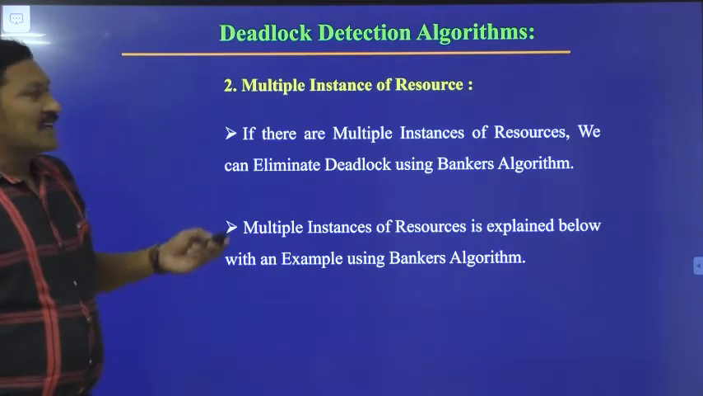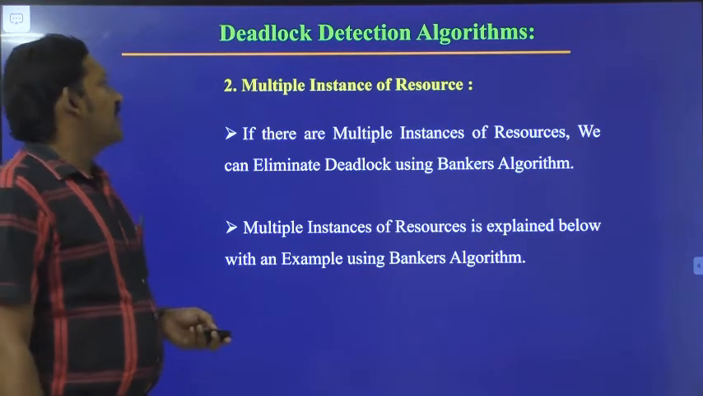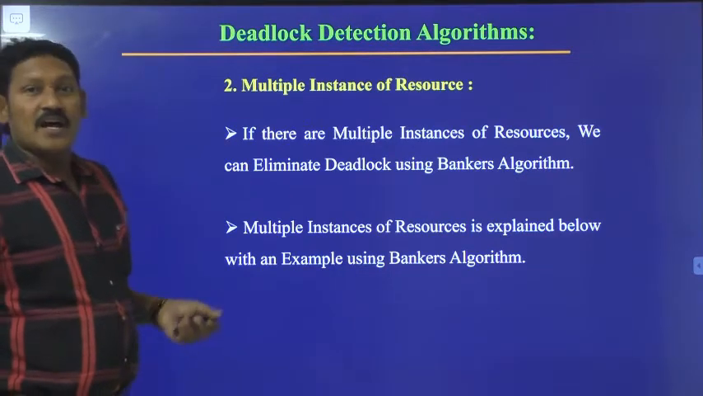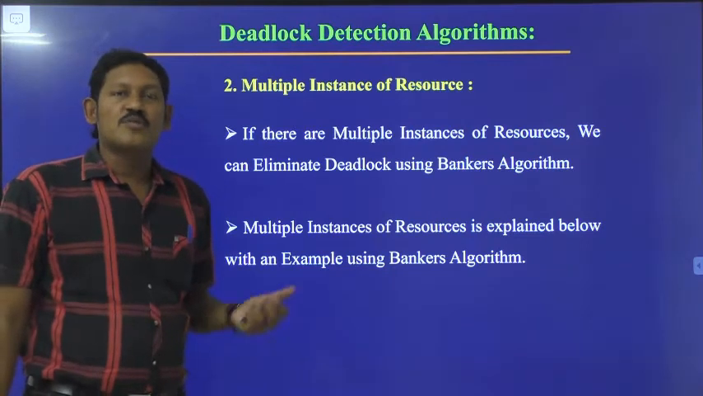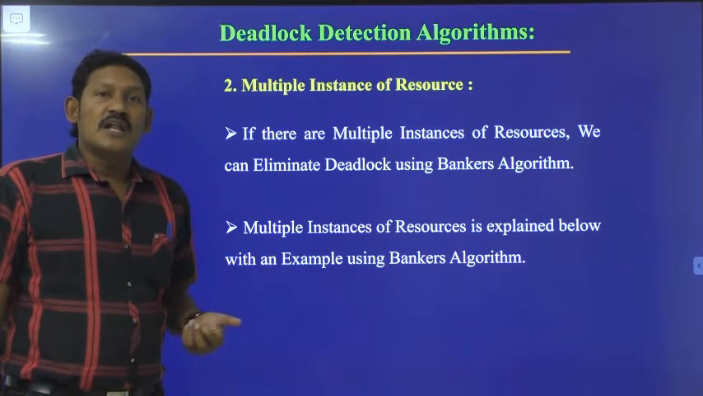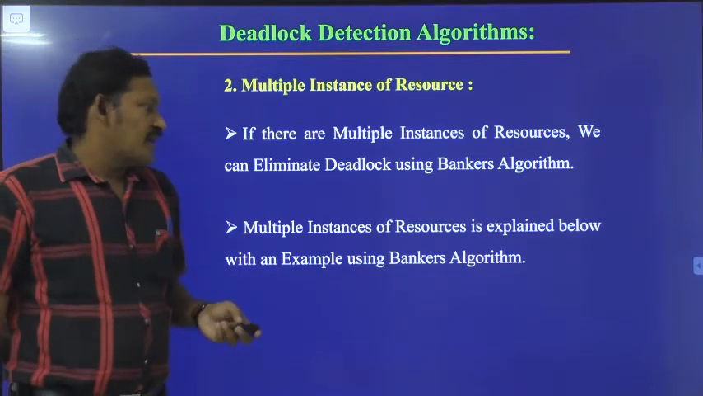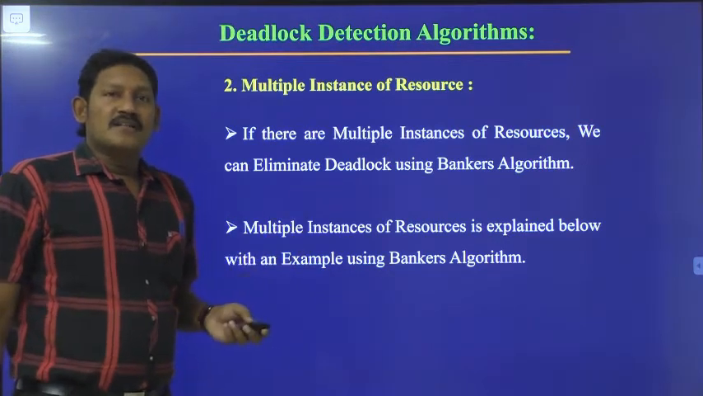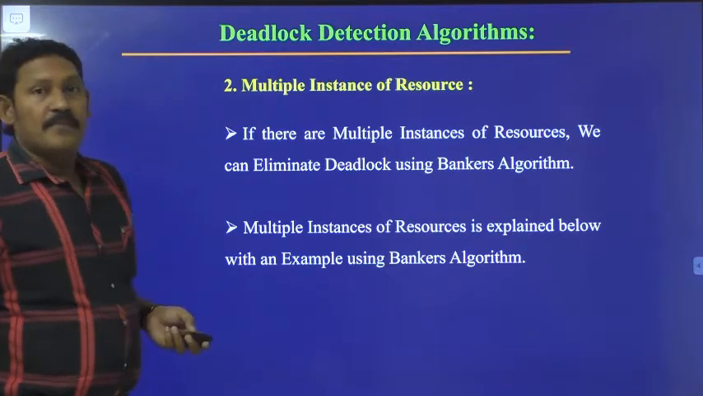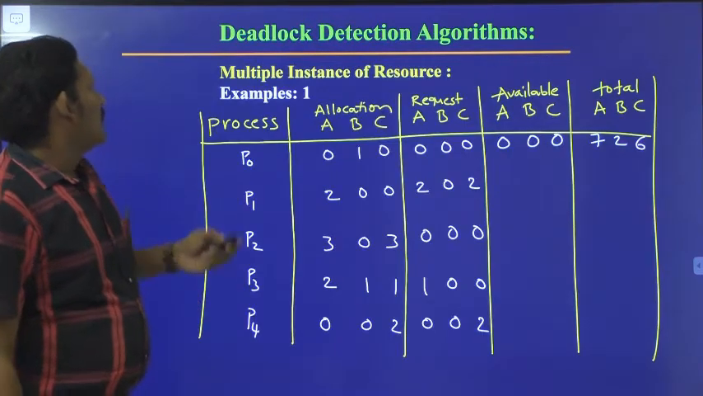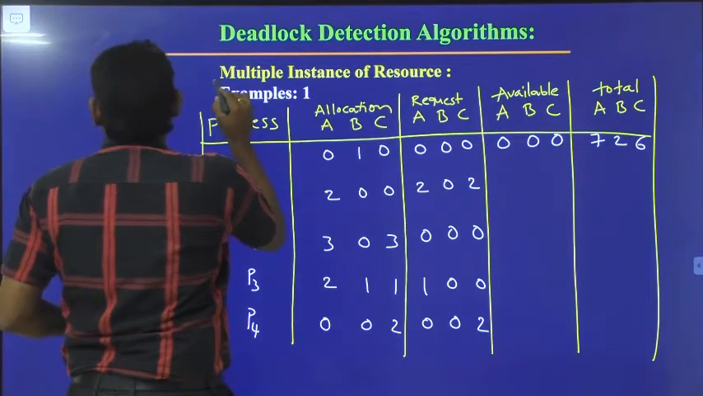We will go for the second one, multiple instances of resources. If there are multiple instances of resources, we will try to eliminate the deadlock by using Banker's algorithm. Okay, here we use Banker's algorithm for eliminating the deadlock. We have explained it with an example. Let's go for the example. So this is the example.